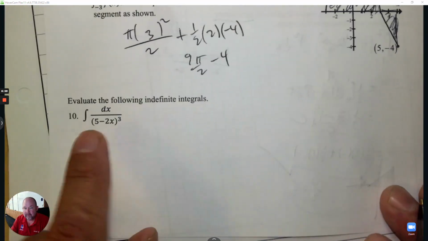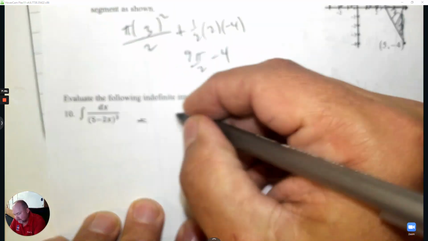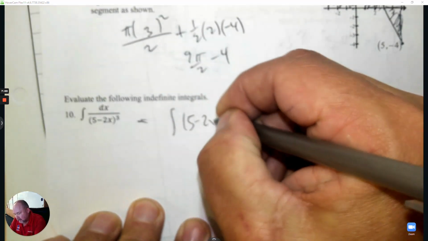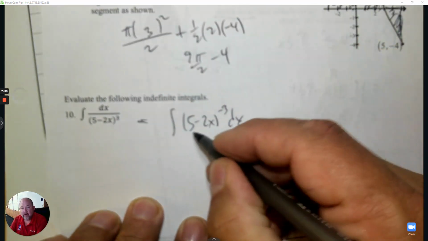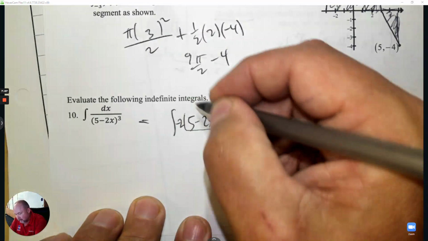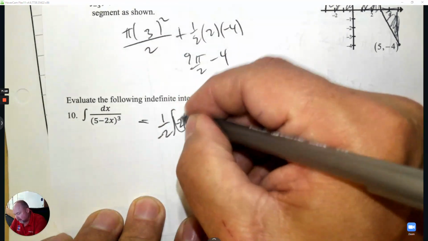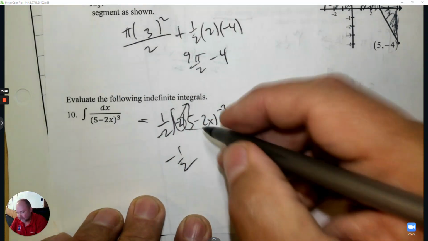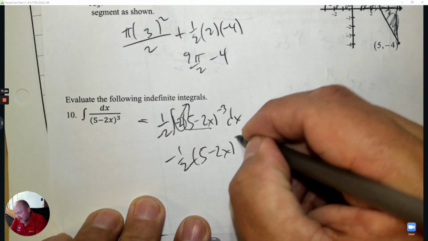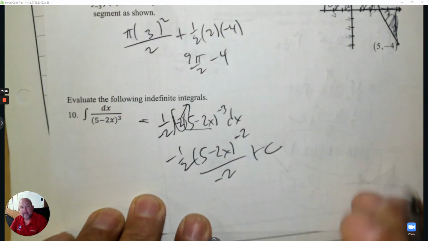All right, evaluate this. Write it friendly. 5 take away 2x to the -3. The hook is -2. So it was 1 and became -2. So the answer is -1/2. Copy. And then add 1 to the exponent and divide, plus c.